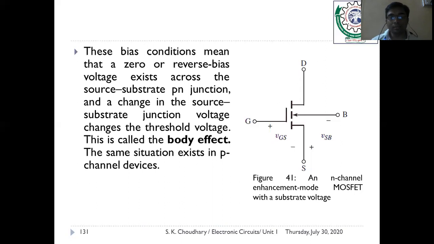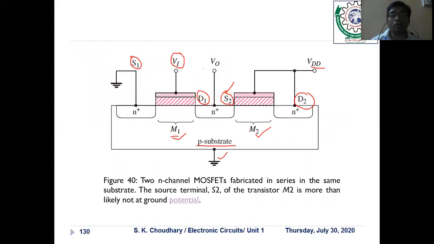So what is the reason for the generation of this body effect? A non-zero reverse bias voltage exists across the source-substrate PN junction, and because of this reverse biasing, there is a change in the source-substrate junction voltage. It is responsible for a change in the threshold voltage. So now the threshold voltage is not a constant quantity, it is a variable parameter.